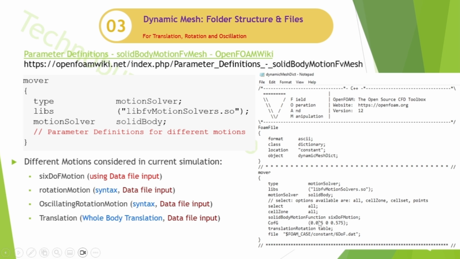Then the solid body motion function is 6 degrees of freedom motion, this one. And here we give the center of gravity, the coordinates of the center of gravity. And this is the translation motion table. So here we are giving the table and the link of the data file is given here. So using this data file, we can give all these motions directly.